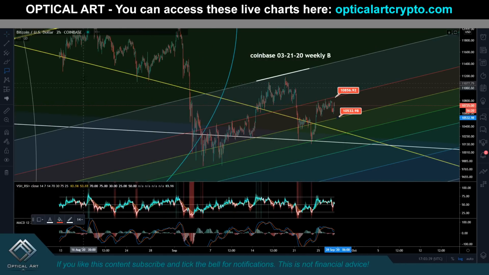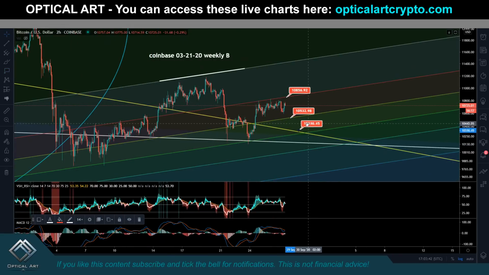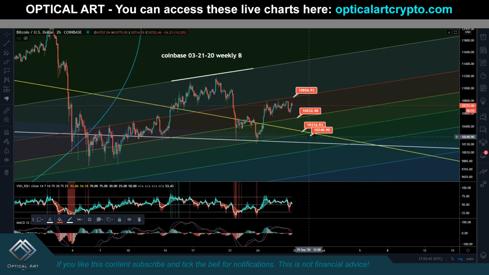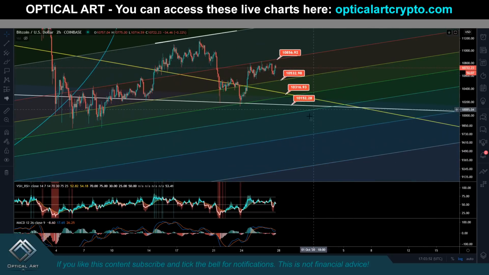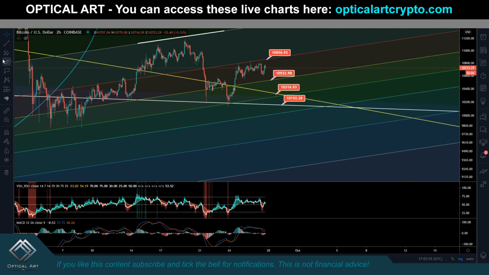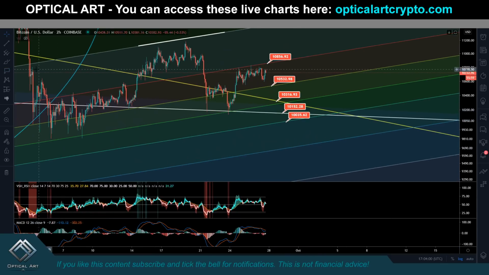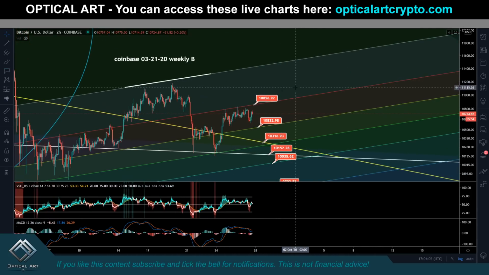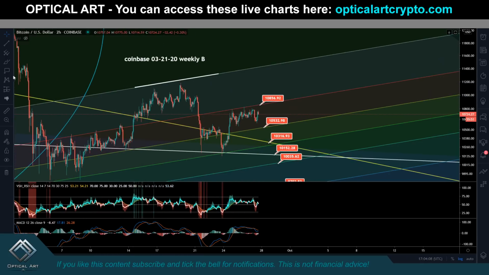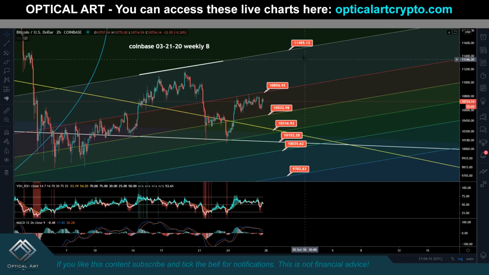If we drop below that, notice we're respecting this yellow ring, so a target below would be potentially around 10,300. And we're also respecting this white ring, so another target below that, potentially 10,152. And then you're respecting the fib channel lines as well. So just to give you a few other ones, if we break below that, you're looking at around 10,000, and then your next fib channel line below that is around 9,700. If we do push up, your next major target to the upside would be up here around 11,500. This is just based on the Coinbase weekly chart.